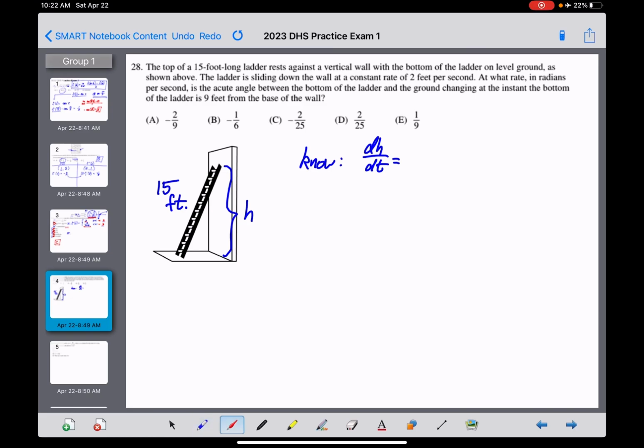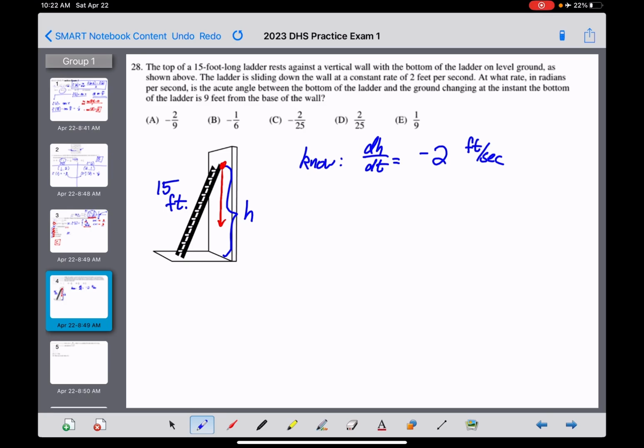But of course, and this is important, I bet one of the wrong answers deals with this concept, h is decreasing over time. The top of the ladder is sliding down the wall. That means that derivative is actually negative 2 feet per second. And I'll bet a lot of us just put a positive 2 right there.